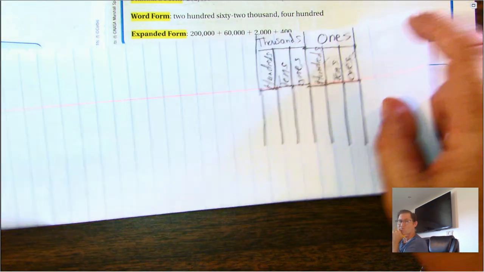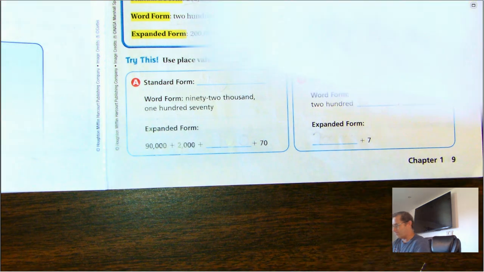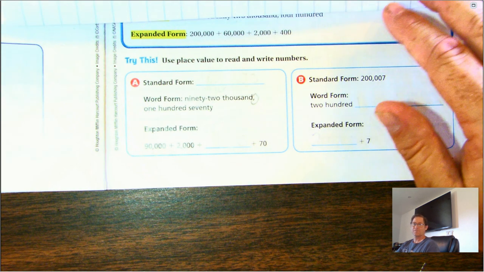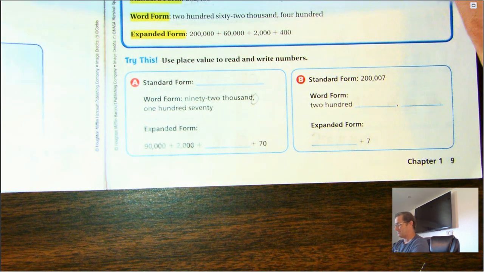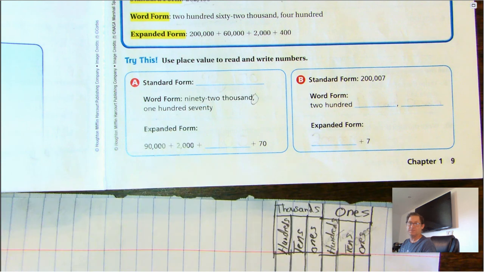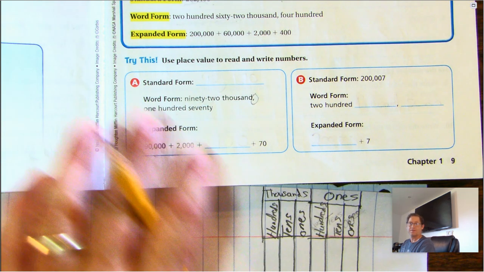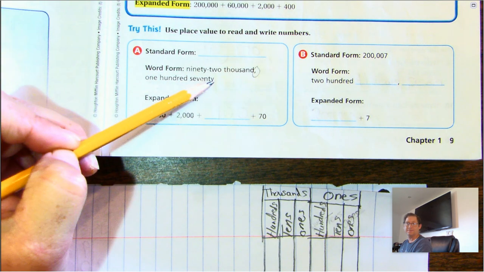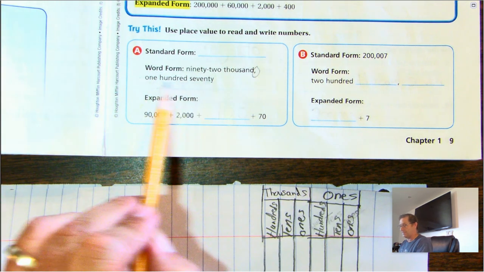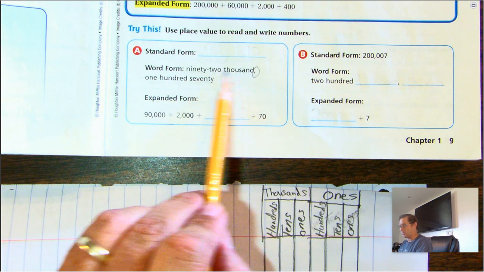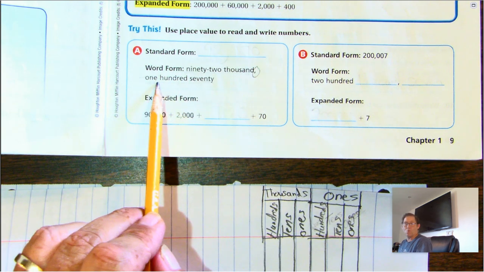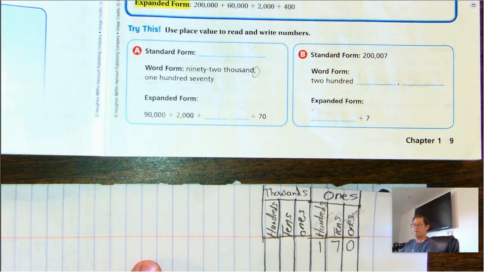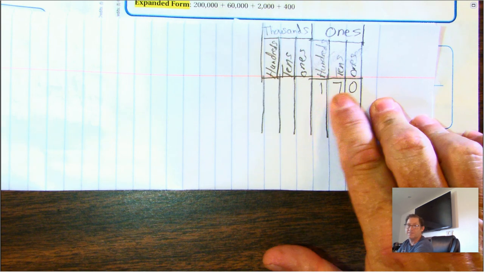92,170. Well, I see a comma there. So that's got to separate my values into thousands and ones. So the second part is the ones, and this is the thousands part. So how would we write 170? Wouldn't you just put 170?